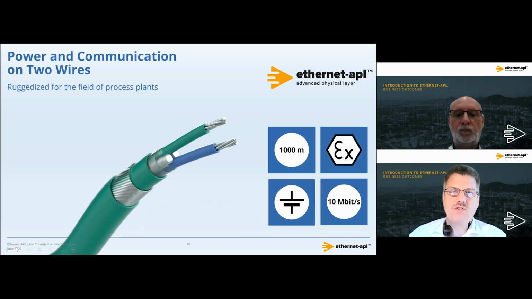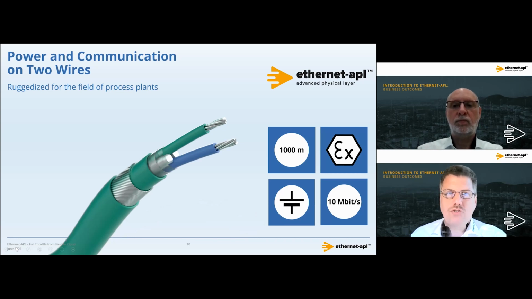It provides sturdy, ruggedized communication that includes power on a two-wire cable. It has integrated explosion protection with intrinsic safety. It provides cable distances of up to 1,000 meters. And as a side benefit, actually, it provides 10 megabits per second speed of communication.